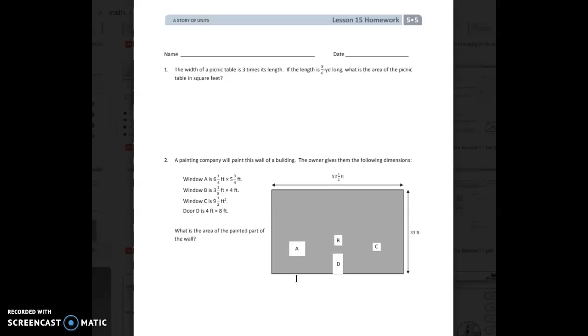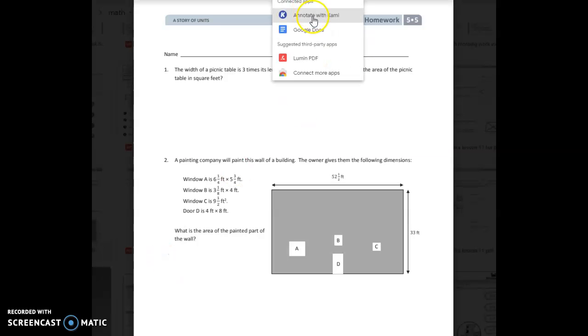All right, if you are confused about that, make sure to email me if you have any questions, but it's the same thing we've always been doing. For window A, it says 6 1/4 feet times 5 3/4 feet. Remember, a lot of you are forgetting to multiply every single part of those numbers. So for window A, let me open this up real quick.